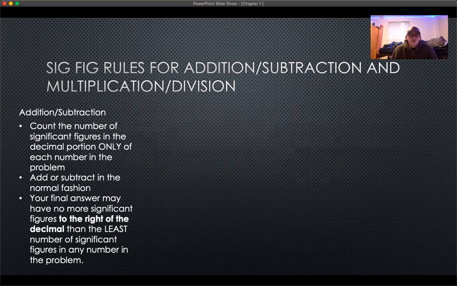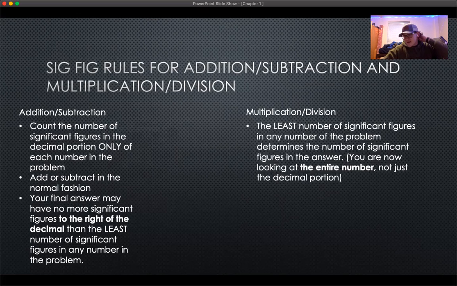So say you start with a value of 1.12 and you want to add that to 1.2. You get 1.12 plus 1.2, you get 2.32, but your answer can only contain the least number of significant figures. So that will give you an answer of 2.3.